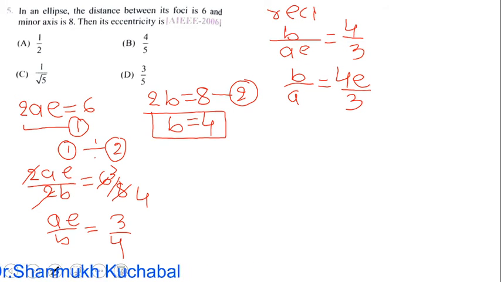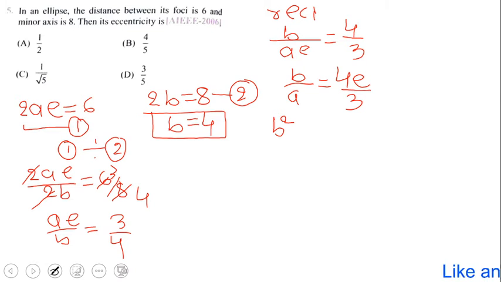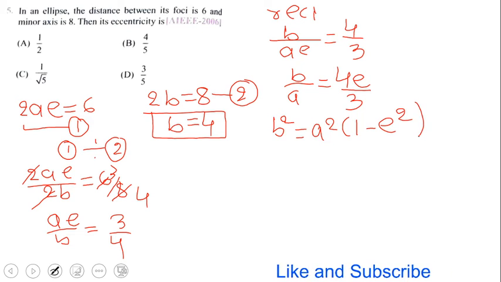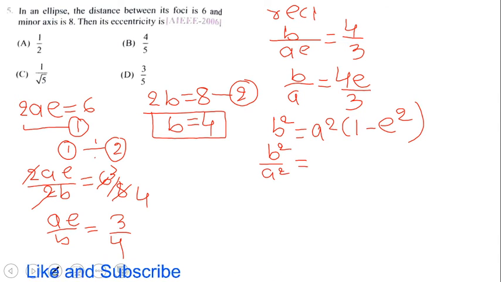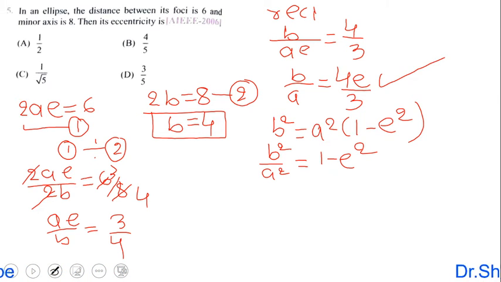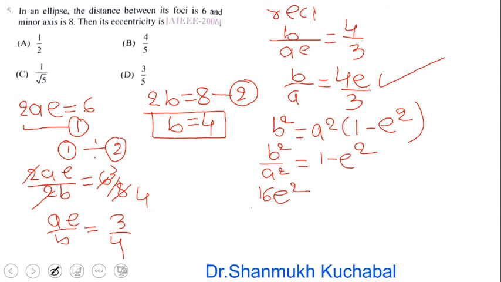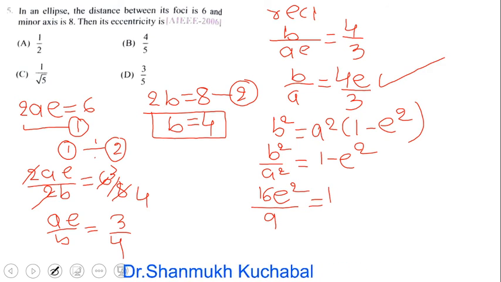Further, we will use the relation between a, b and e. So it is b square equal to a square times 1 minus e square. This is the relation between a, b and e. So I am rewriting this as b square by a square equal to 1 minus e square. Then b by a we know from this equation, so we will substitute by squaring. So we get 16e square by 9 equal to 1 minus e square.